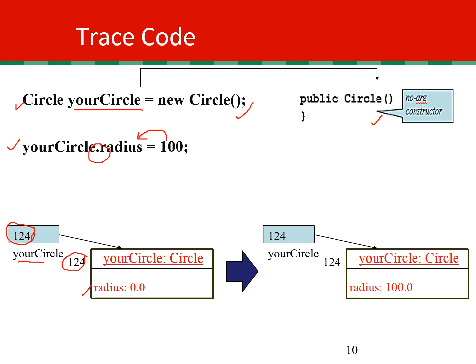Provided all this code is running in the same class, you define this class Circle, and then you have the public static void main method inside the same class. You can run it this way.